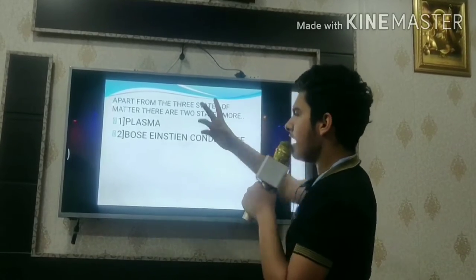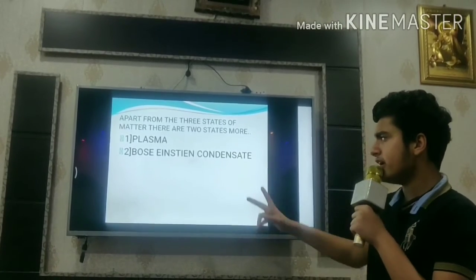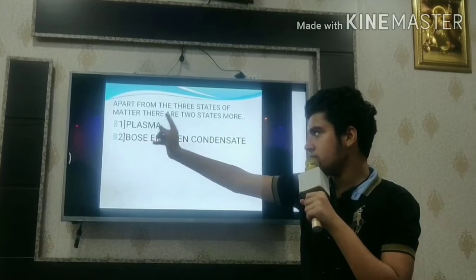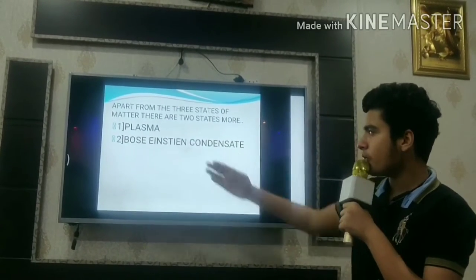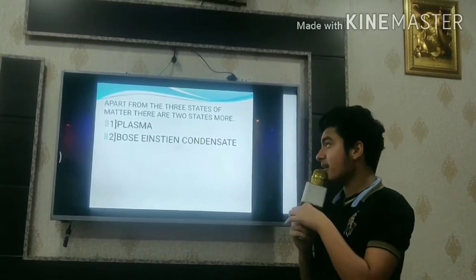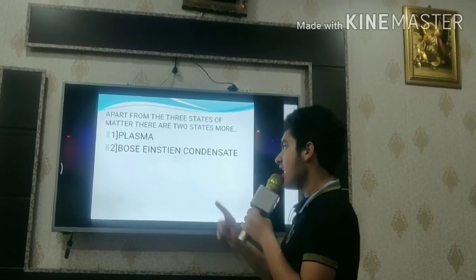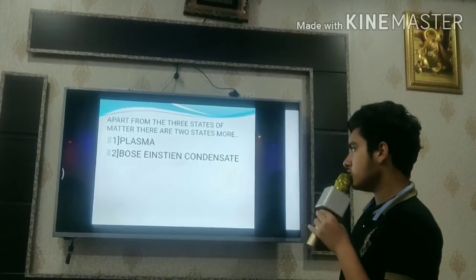Apart from the three states I have told you, solid, liquid and gas, we have two more states of matter: plasma and Bose-Einstein condensate. So you may be wondering, what is plasma? It is not the plasma of the body. Plasma is super energetic particles existing in the atmosphere, and Bose-Einstein condensate is the coolest gas you cannot imagine.